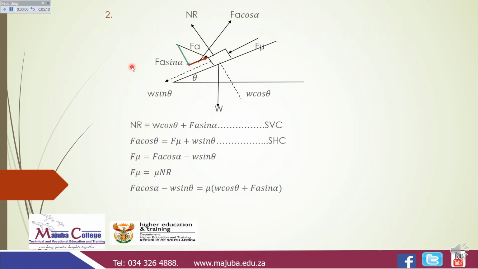Let's take the second part, where now we are pushing this object up the incline. When we are pushing this object, that pushing force will form an angle that we are going to call alpha. It's no longer going to be parallel, but it will form an angle, angle alpha. So now you will have an angle and the hypotenuse side, which will be your FA. Again, you have to construct your triangle as I've constructed here.